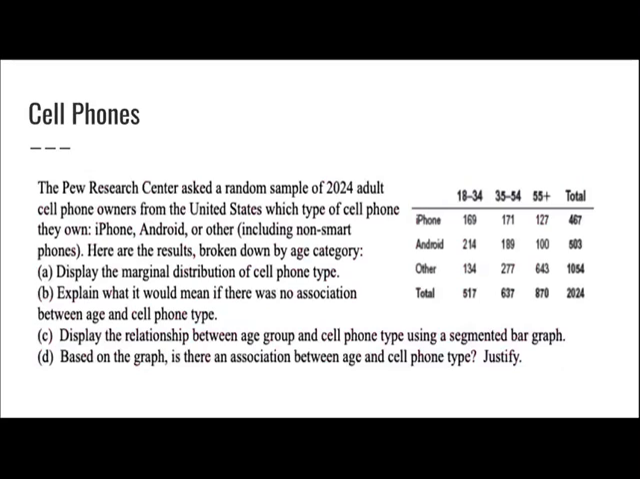All right, so here we have a chart about cell phones. The Pew Research Center asked a random sample of 2024 adult cell phone owners from the United States which type of cell phone they own: iPhone, Android, or other, including non-smartphones. And here are the results broken down by age category. So, things I want you to do here are display the marginal distribution of cell phone, explain what it would mean if there was no association between age and cell phone type, display the relationship between age group and cell phone type using a segmented bar graph, and based on this graph, is there an association between age and cell phone type?